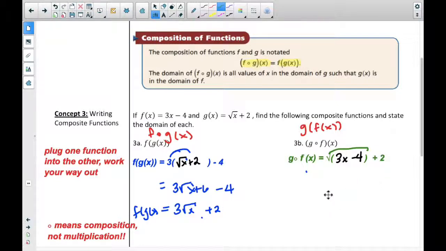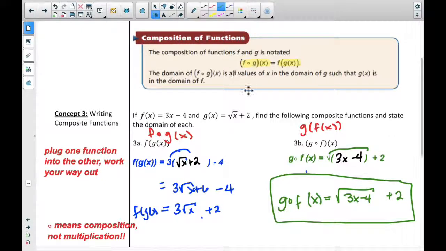All right, so now we need to simplify, if we can. Well, in this case, there's not really any simplifying to do. That's not going to simplify any further. So we are done. We're just going to say g of f of x is equal to the square root of 3x minus 4 and then plus 2. So that's going to be our final answer.